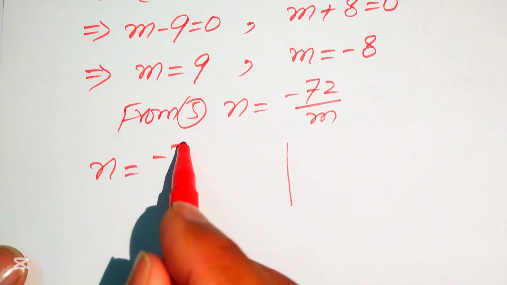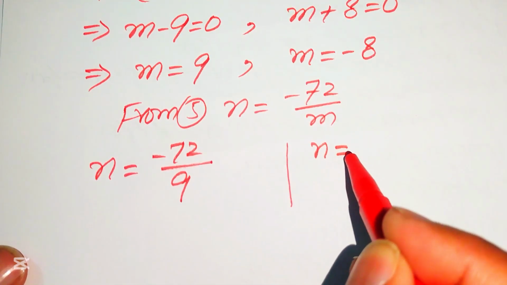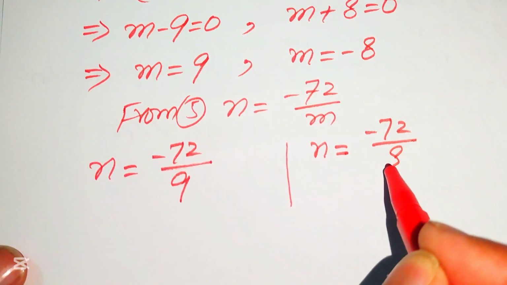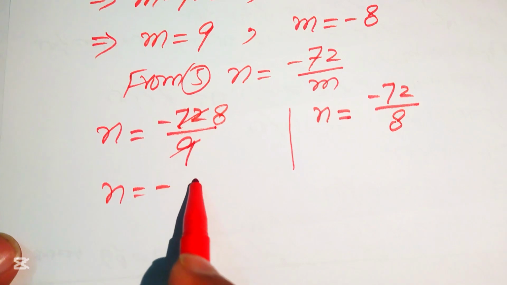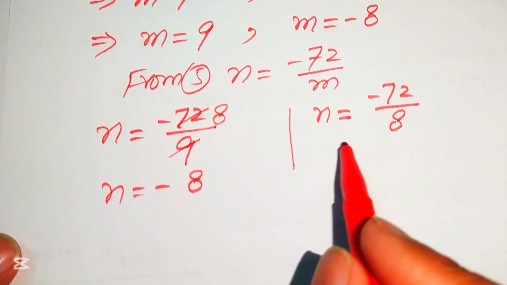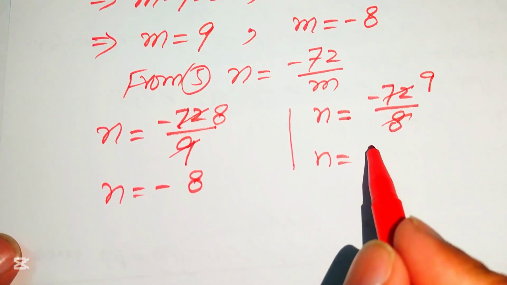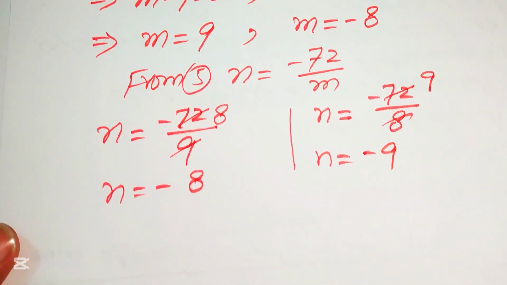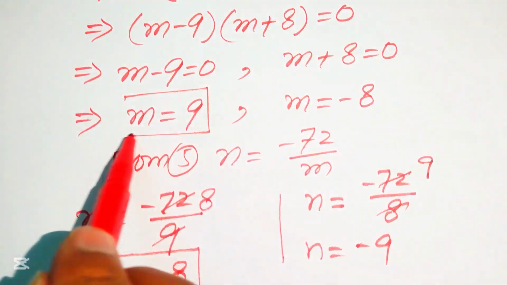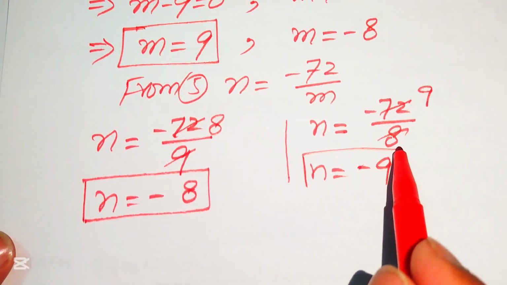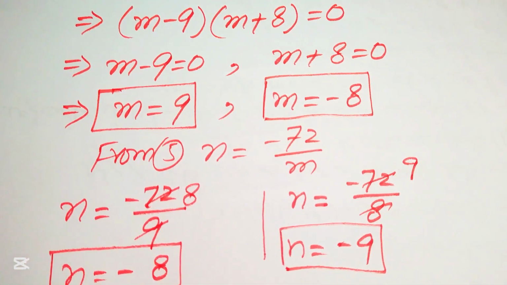So we have n equals to minus 72 over 9 when m equals to 9, and in this case we have n equals to minus 72 over minus 8. So you see here, 9 8s are 72. We get the value of n equals to minus 8, and in this case, 8 9s are 72, and we get the value of n equals to minus 9. So this is the value of n corresponding to the value of m equals to 9, and this is the value of n corresponding to the value of m equals to minus 8.